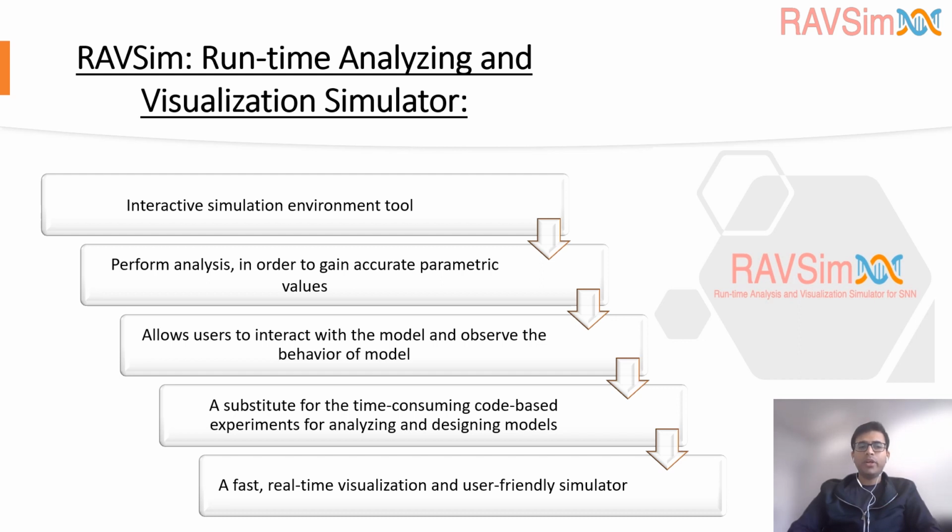It is an interactive simulator environment tool. It performs analysis in order to gain accurate parametric values, and allows the user to interact with the model and observe the behavior of the model during a runtime environment. It is basically a substitute for the time-consuming code-based experiments for analyzing and designing spiking neural network models. We believe that it is fast, provides real-time visualization, and also provides a user-friendly environment where users are able to gain an accurate set of parametric values in a friendly manner.